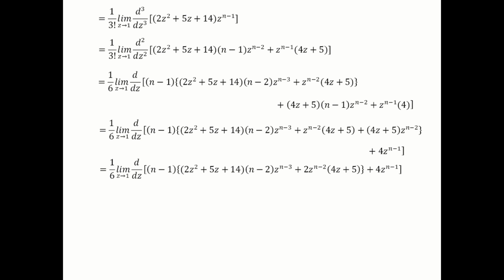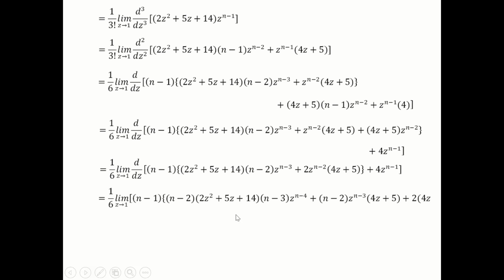The term is repeated, right? Because in the first term you are getting (4z plus 5) into z power n minus 2. The second term also you are having (4z plus 5) into z power n minus 2. So you are getting twice repeated terms, right? That is why 2 times z power n minus 2 (4z plus 5) plus 4 into z power n minus 1. So 1 by 6 limit z tends to 1, (n minus 1), again the next derivative, n minus 1 constant, keep it as it is.